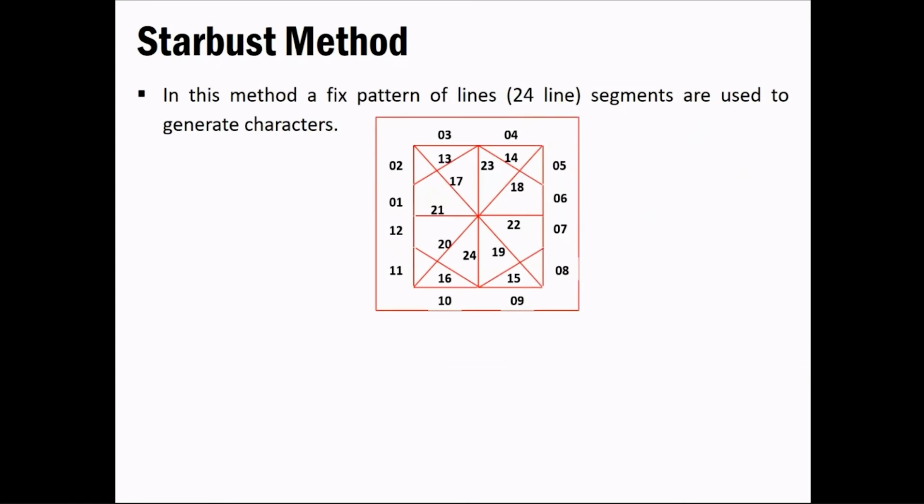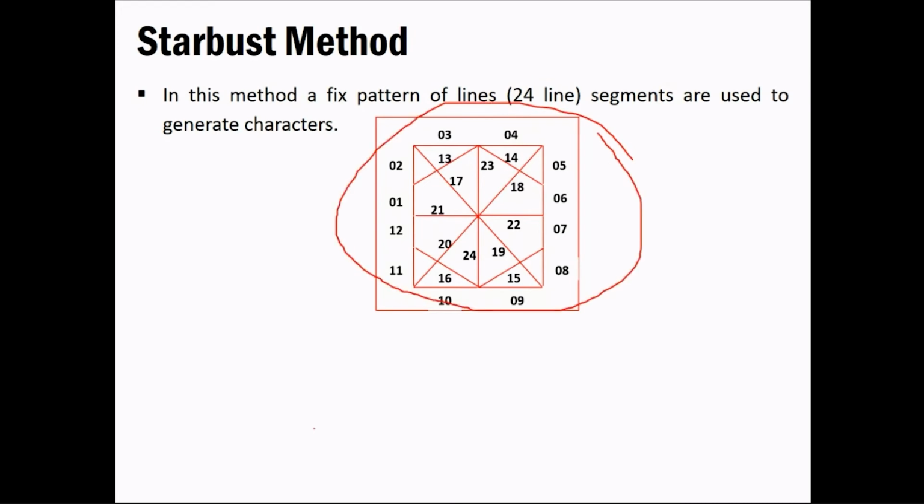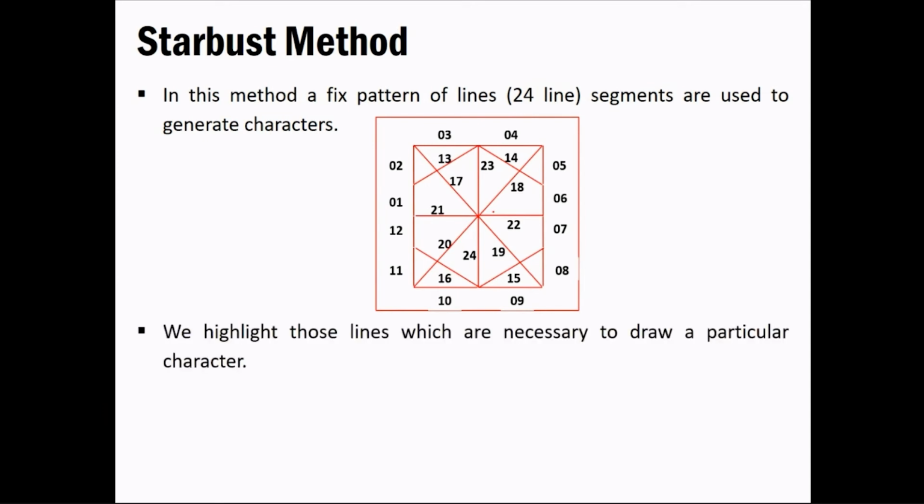In this method you have to keep one thing in mind: it uses a fixed pattern of lines, that is 24 line segments, to generate a character. As you can see, it is given over here, and this pattern is fixed by the manufacturer, that is, you have to follow it. Once you have this in your device, it will simply follow it. Now you would be getting the idea of how we can illuminate this or that character: we highlight those lines which are necessary to draw a particular character.